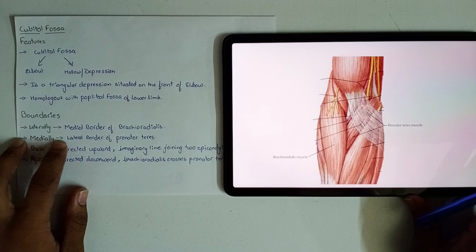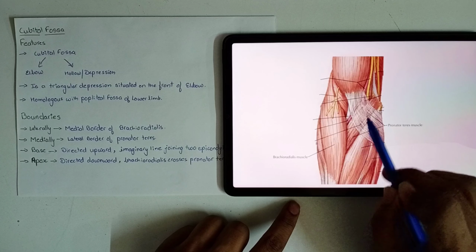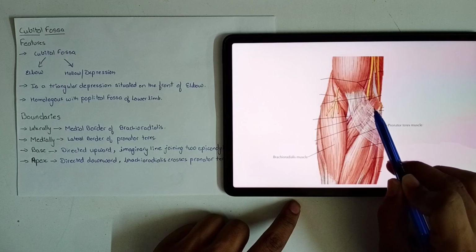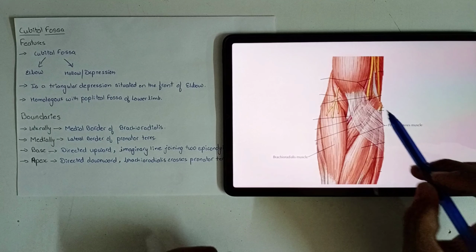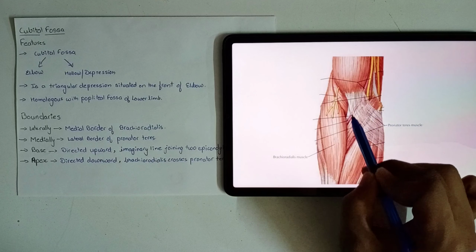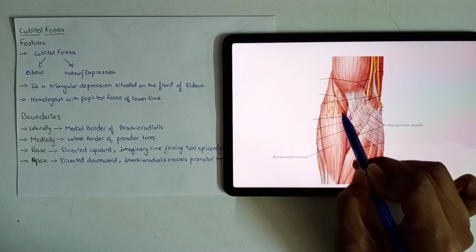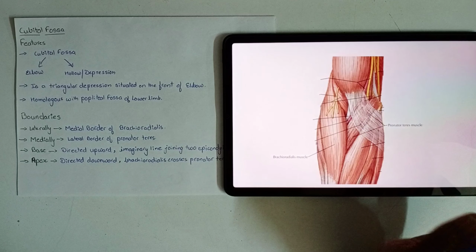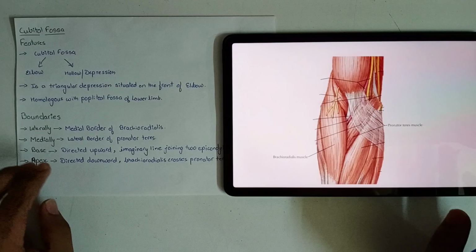Next, medially, lateral border of pronator teres. This muscle. Below the white fibrous aponeurosis is the pronator teres. So the lateral border of pronator teres forms the medial boundary of cubital fossa. So this is the cubital fossa like this. Can you see this triangular shape? A bit triangular. This is not perfectly a triangle, but it seems to be a triangle.